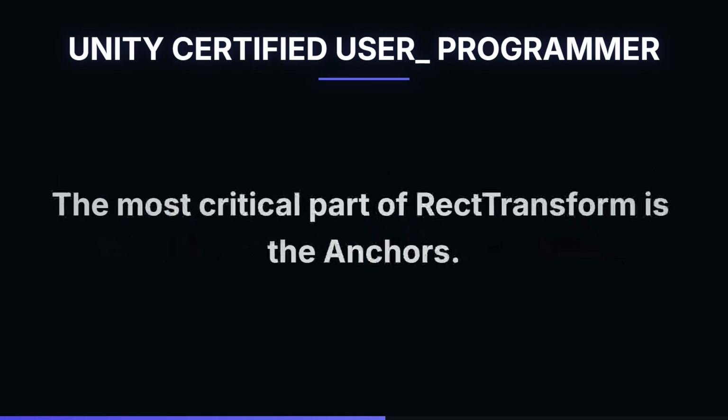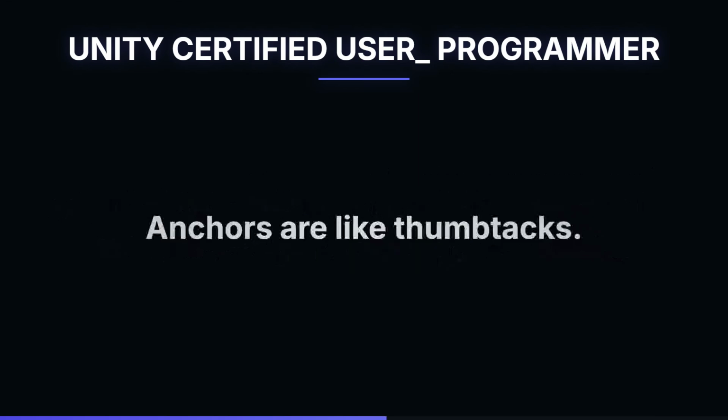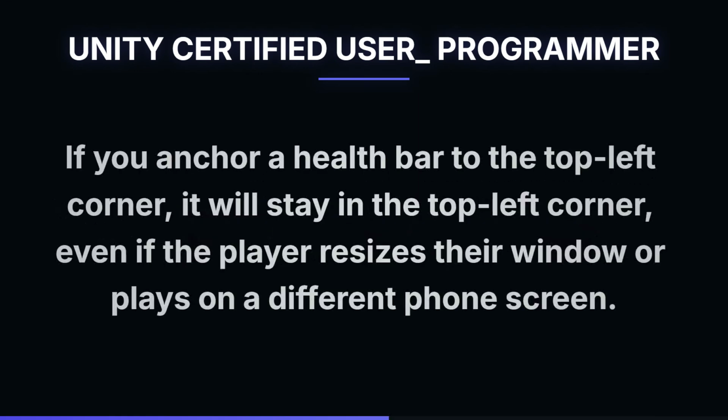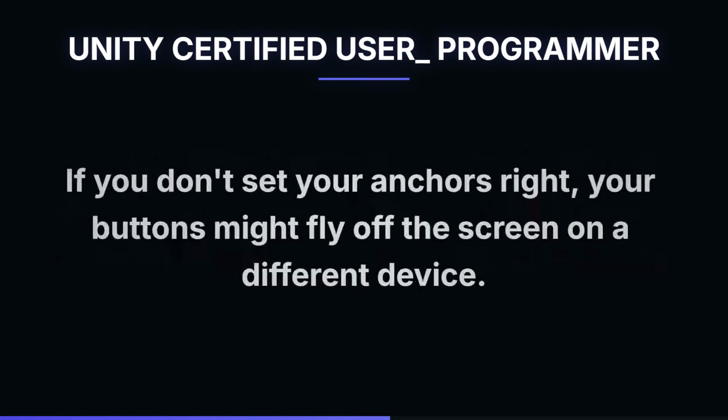The most critical part of Rect Transform is the anchors. Anchors are like thumbtacks. They tell the UI where to stick. If you anchor a health bar to the top left corner, it will stay in the top left corner, even if the player resizes their window or plays on a different phone screen. If you don't set your anchors right, your buttons might fly off the screen on a different device.